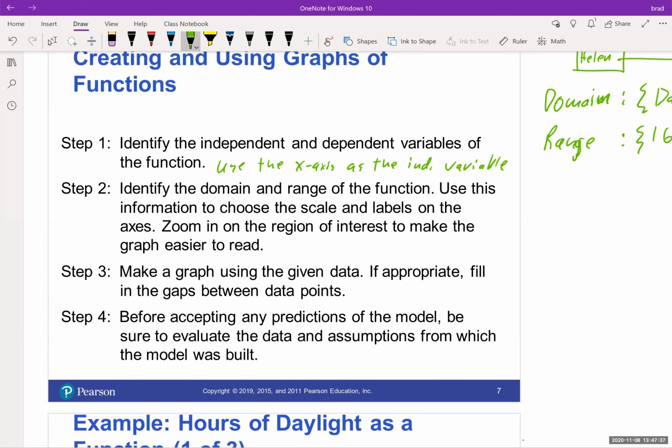So, if they're talking about using millions or billions or whatever, and you're only concerned with a certain section, you can zoom in on that area. Make a graph using the given data. If appropriate, fill in the gaps between the data points.